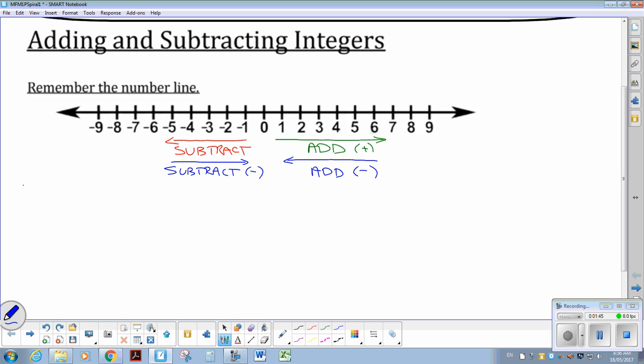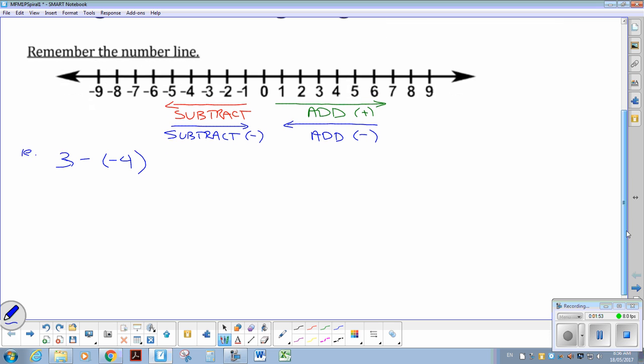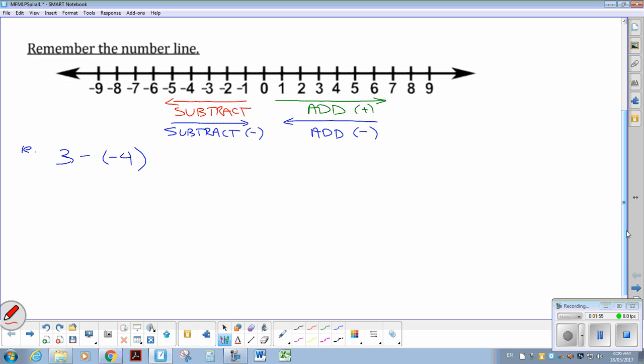For example, if I did 3 take away -4, what I'm essentially doing is subtracting or taking away negatives in your life. So the answer is going to be +7. What happens there is when you're subtracting a negative, it becomes a positive.